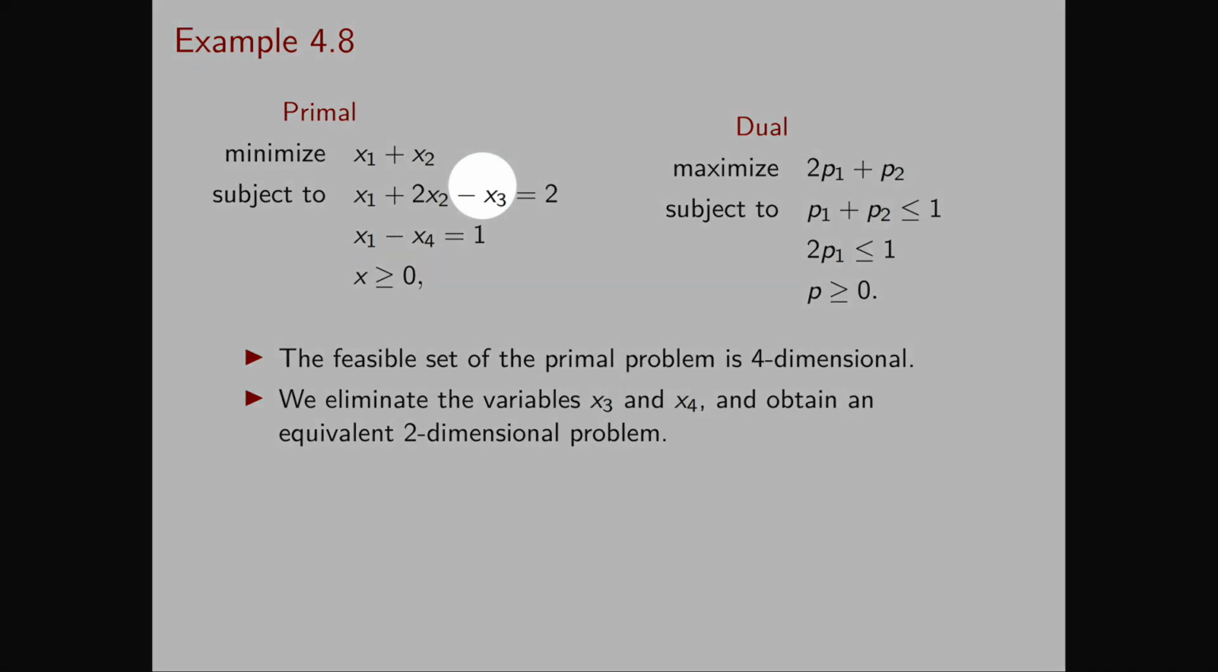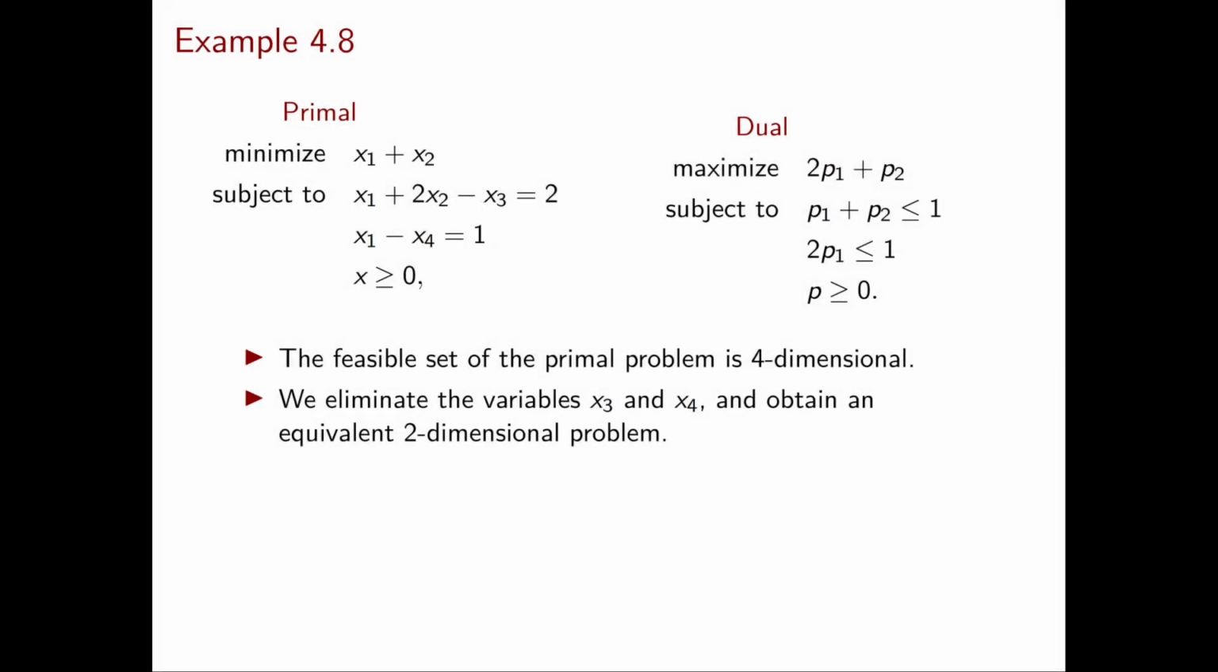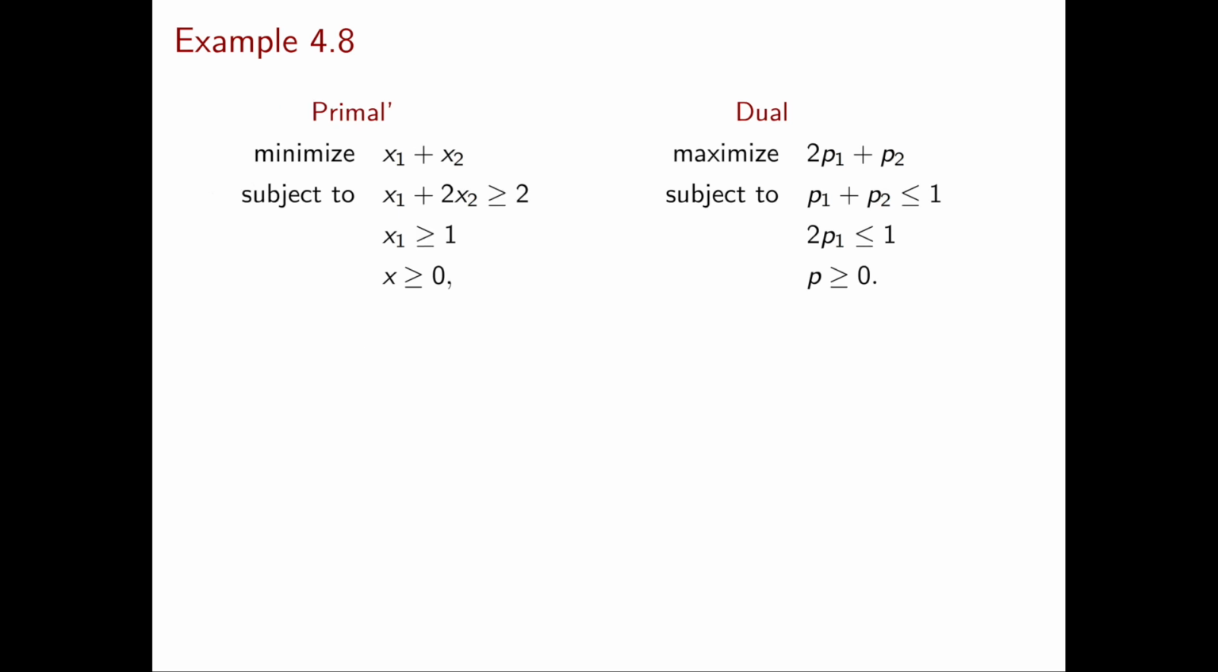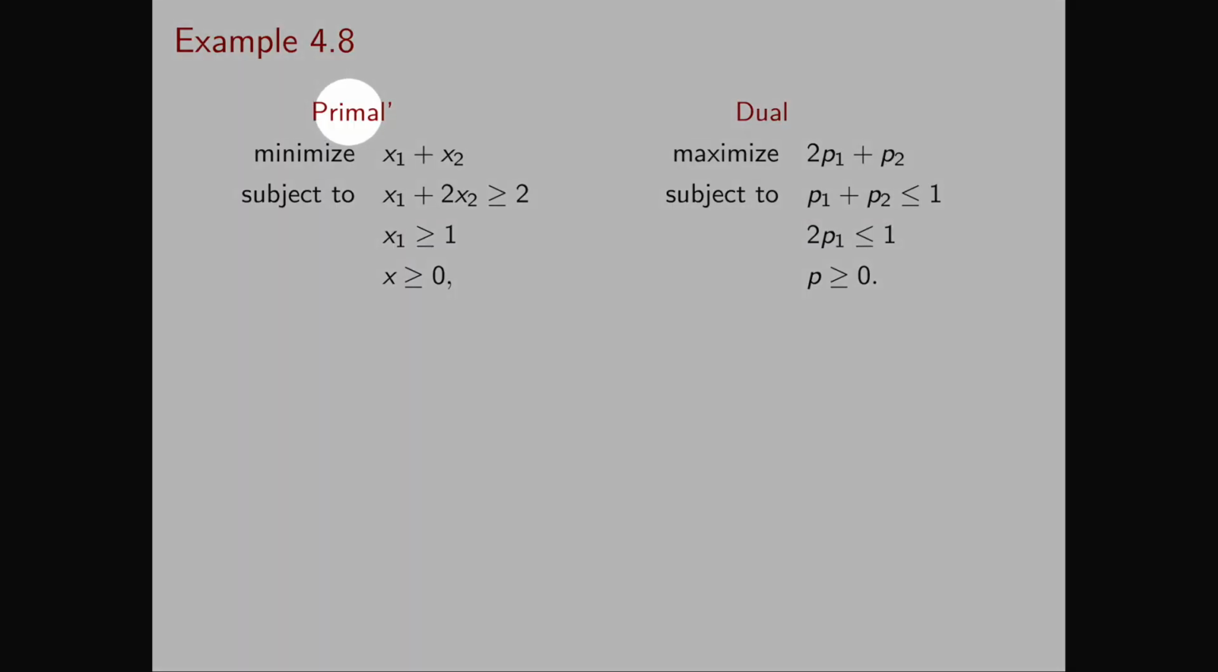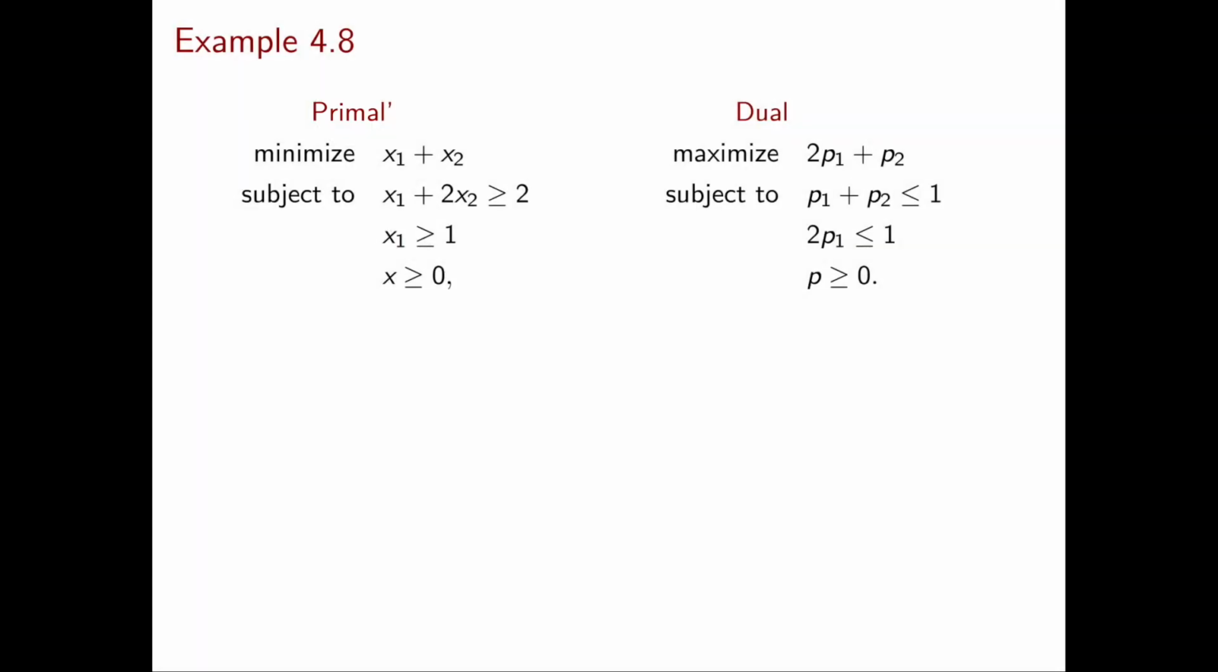So we remove x3 and x4 and replace the equality constraints with greater than or equal to constraints. Here they are. Now we can visualize both the primal and the dual problem. Of course, the primal is not exactly the problem we started from, but it can be shown that the geometry of the two problems is essentially the same. If you're interested in understanding this better, I leave to you as an exercise to understand what exactly I mean and how to show it.